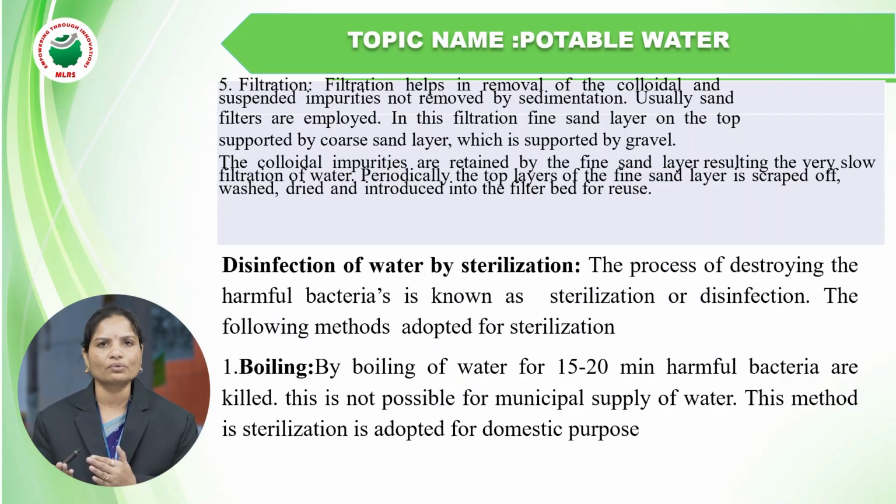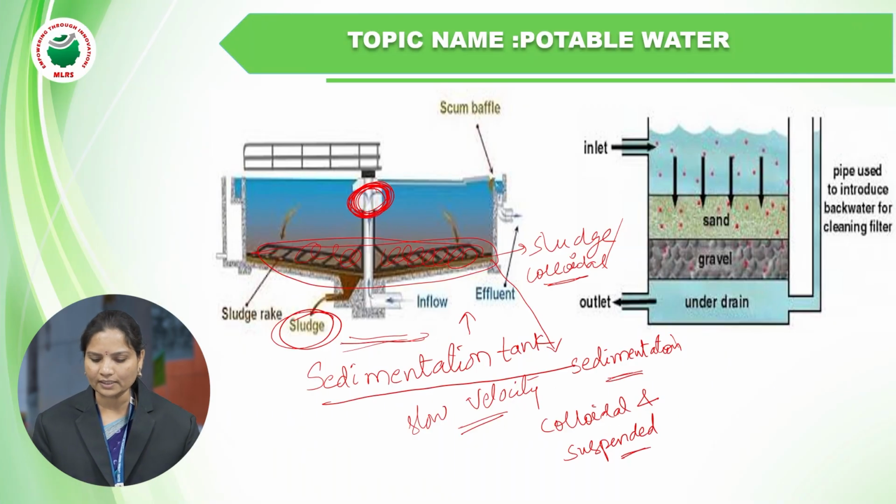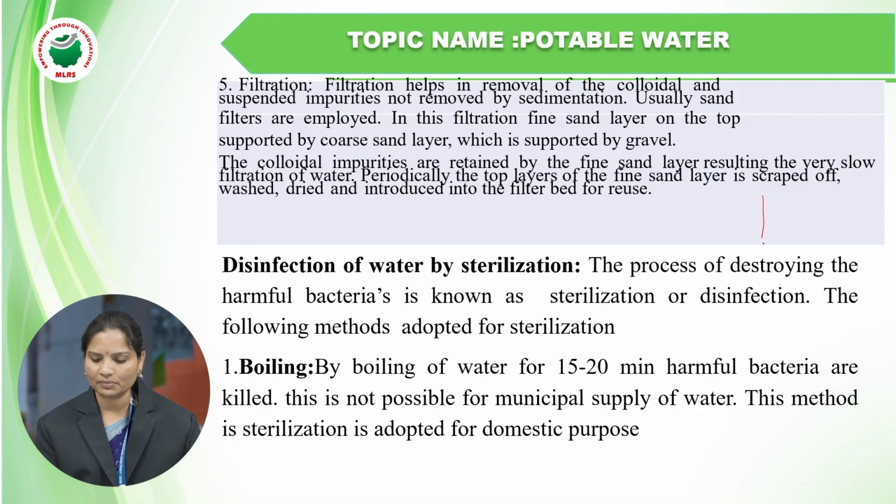We can use either of the two tanks, whichever source we have, for this filtration process. In the filtration tank, three types of filtration layers are there: one is the fine sand layer, the coarse sand layer, and the third one is the gravel layer. So these three types of layers will be there.